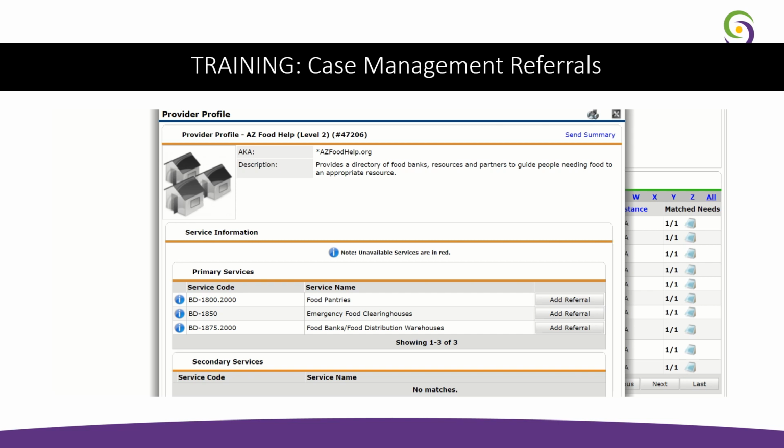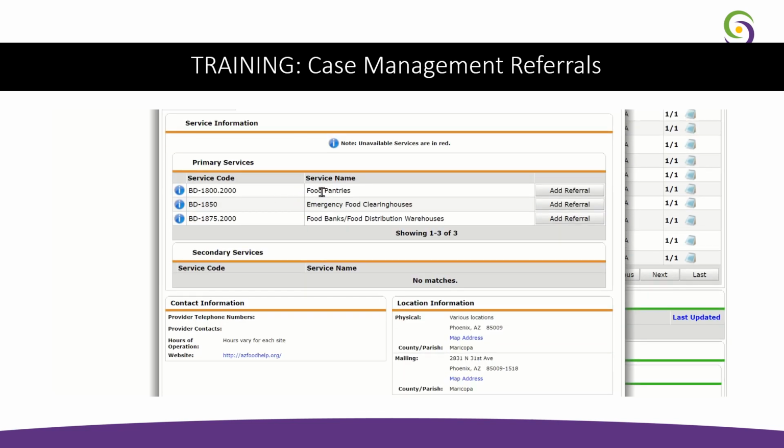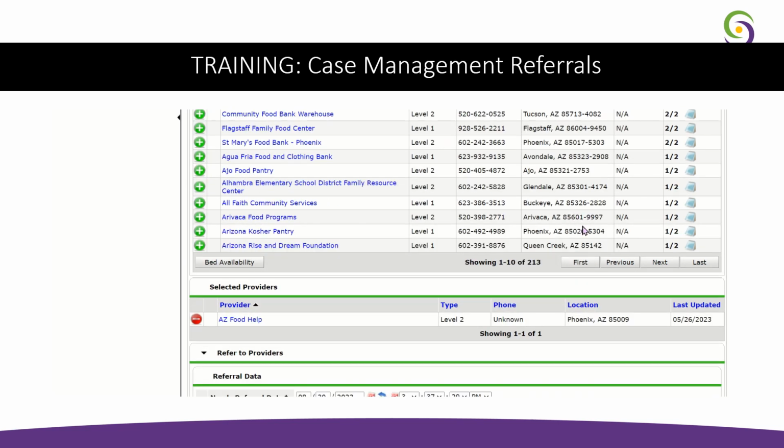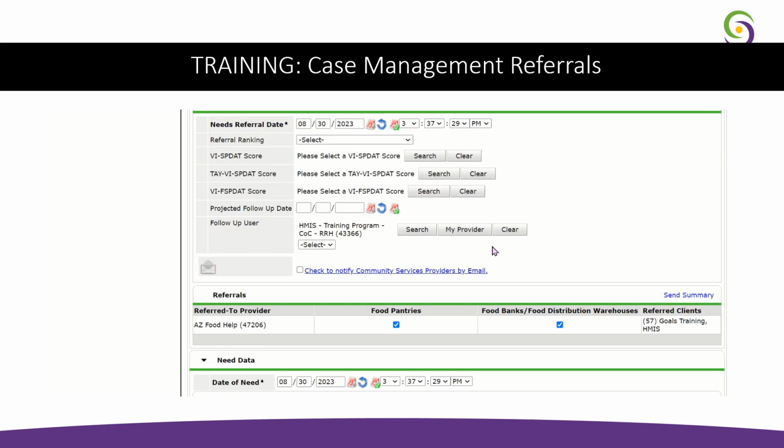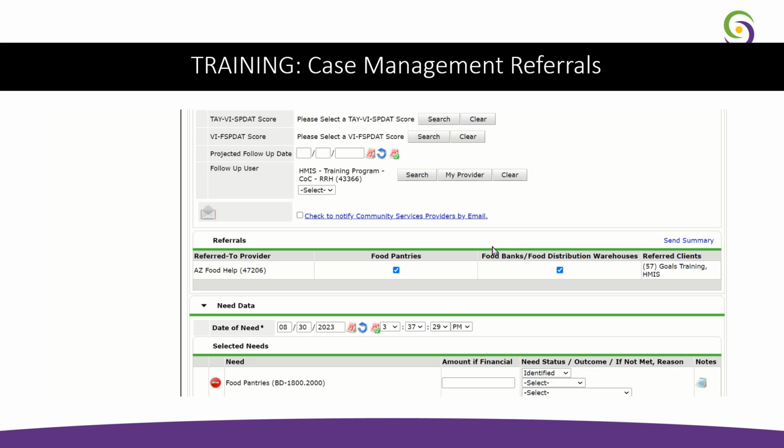A pop-up will appear. The pop-up provides a description of the provider. It also lists the primary service that this provider gives. From here, you may select any service by simply selecting the Add Referral button. Please note that if the selection diverts slightly from the original service selected, you will see multiple items under the Referral section and the Selected Needs section.